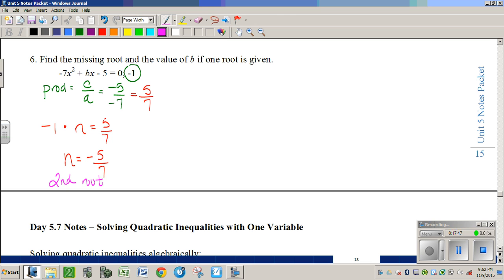Okay, now we need to find the missing b value. So b has to deal with the sum. So remember, the sum is negative b over a. So in this case, you're going to add your two values together. So negative 1 plus negative 5/7. Remember, you can't add fractions unless they have a common denominator. So let's make this one negative 7 over 7 minus 5 over 7. Alright, negative 7/7 minus 5/7, folks, would be, good, negative 12/7.